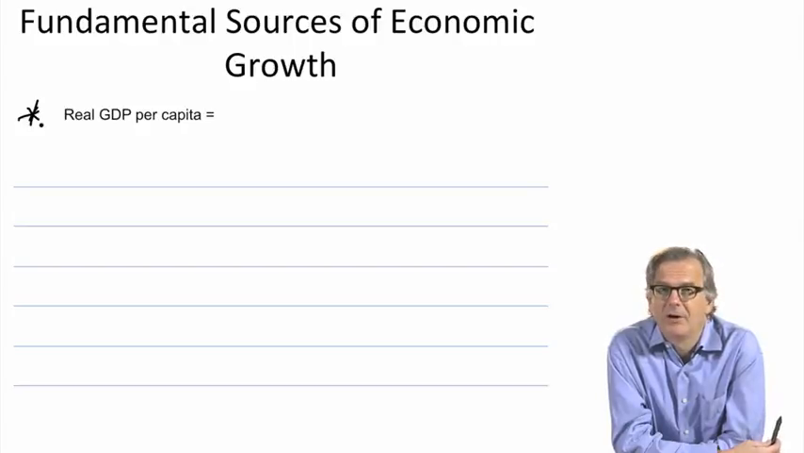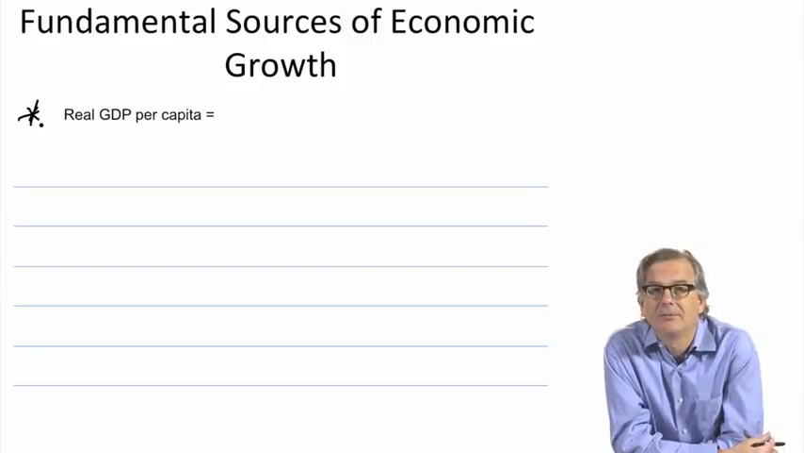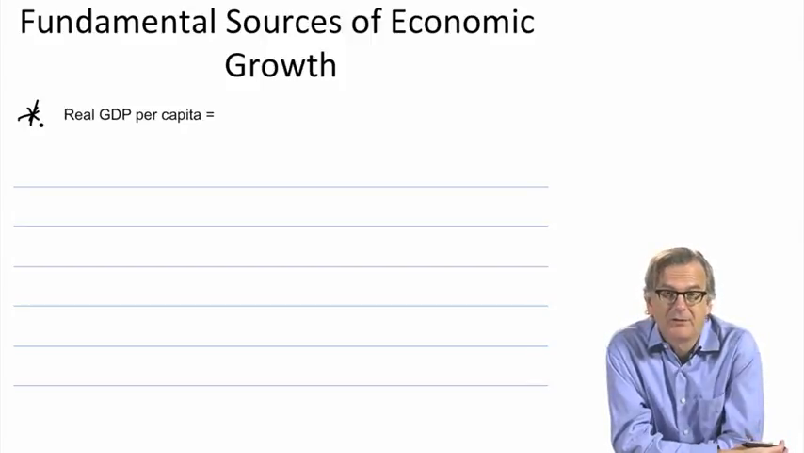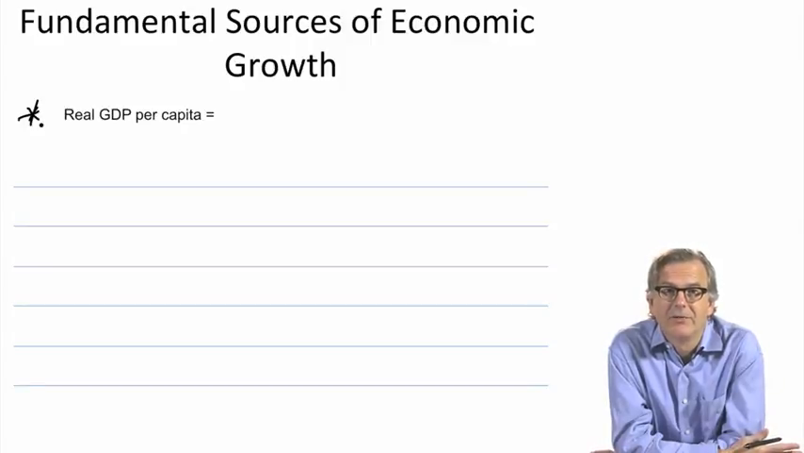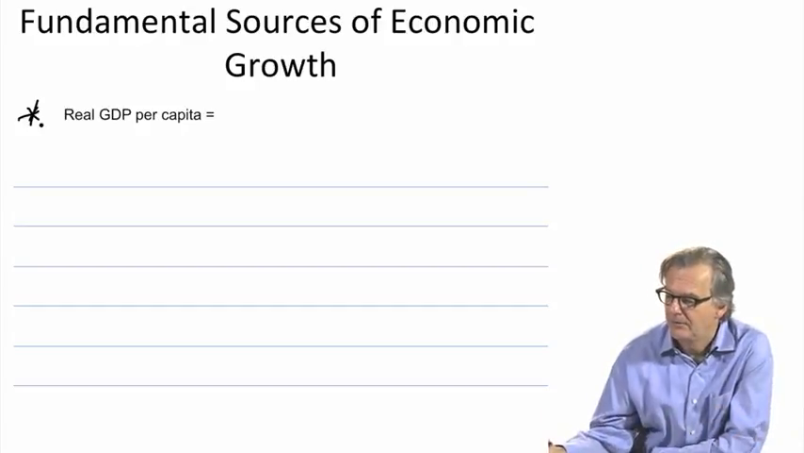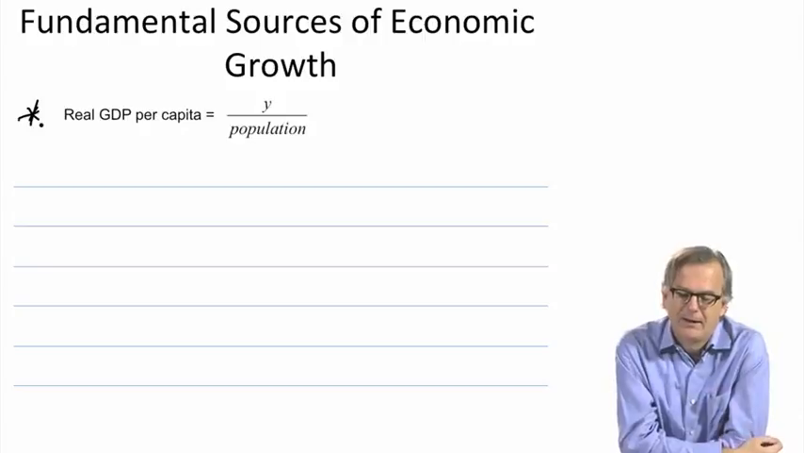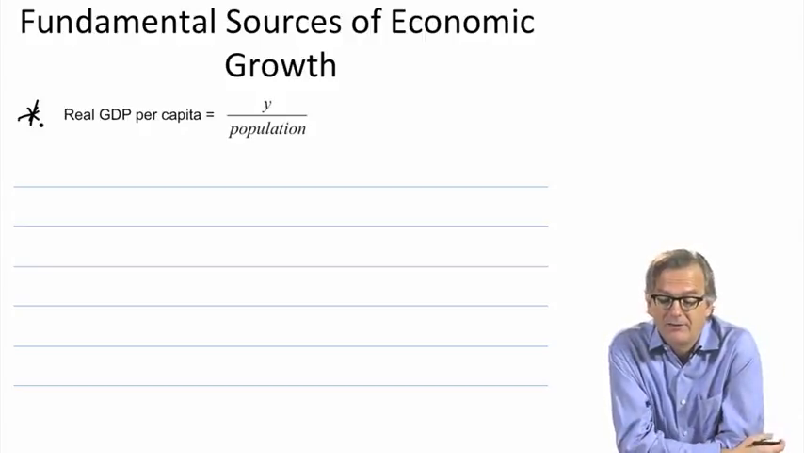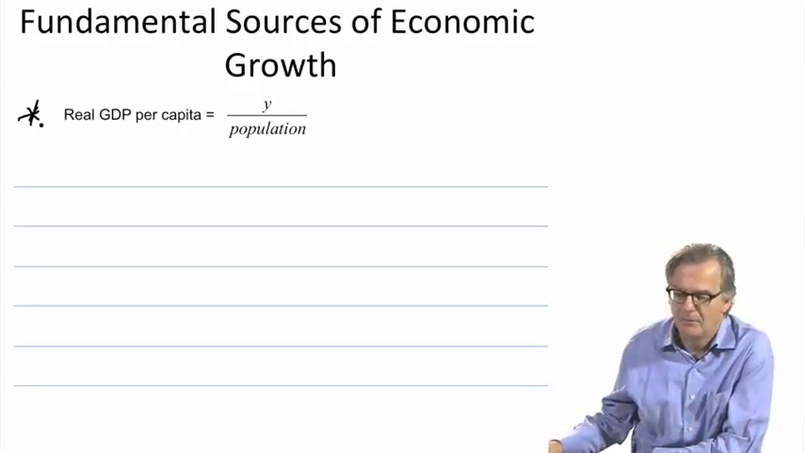And then it starts to make sense why we focus on real GDP per capita as our measure of long-run economic growth. What we're ultimately trying to understand is what determines the average flow of income per person in the economy. So our analysis of GDP in this instance is very much a story about trying to understand the income that is available per person in the economy. Now, real GDP per capita is simply defined as the flow of GDP, Y, divided by the population.